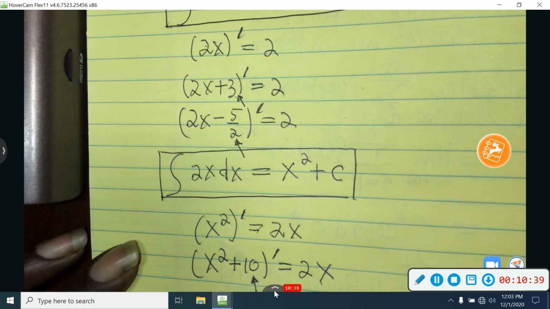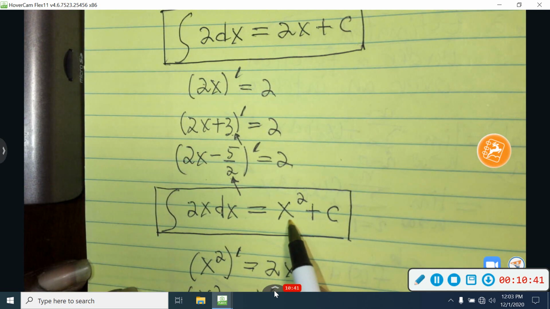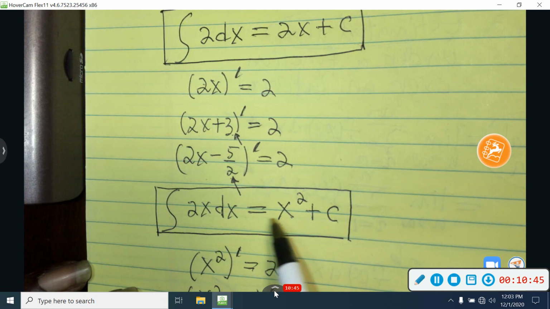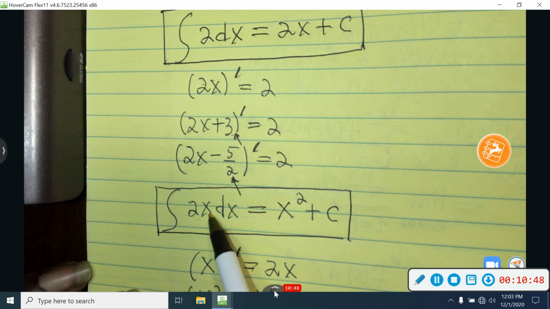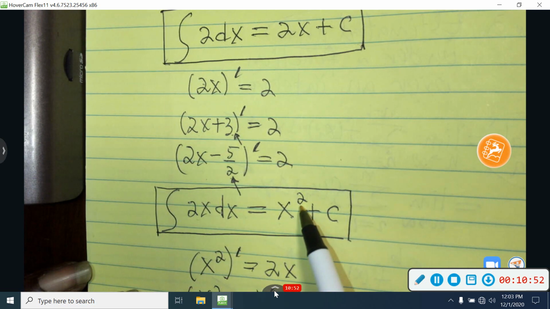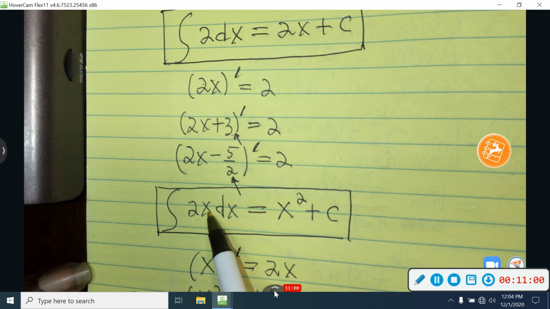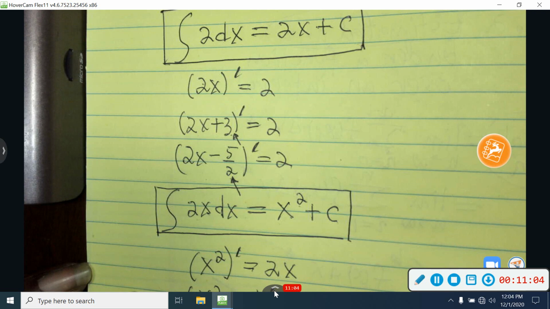Okay? Now how did I come up with this? Well, let's see. Derivatives lose a power. So if I want to lose a power and just have a 2x, which has a power of 1, I had to have a power of 2. Thinking backwards, I had to have a power of 2, so that when I take the derivative, I lose that power and go down to 1, which is this x here.